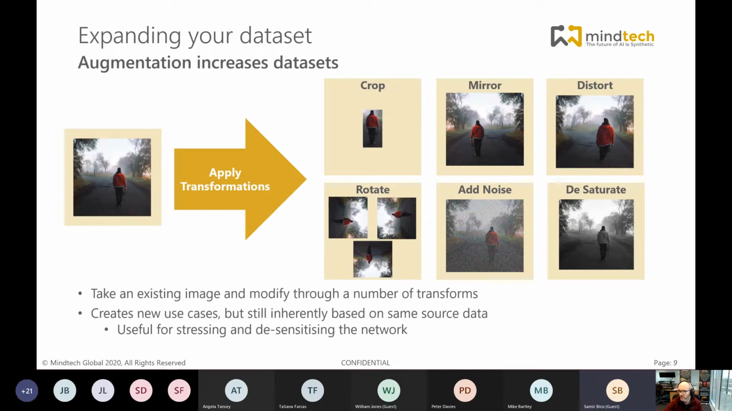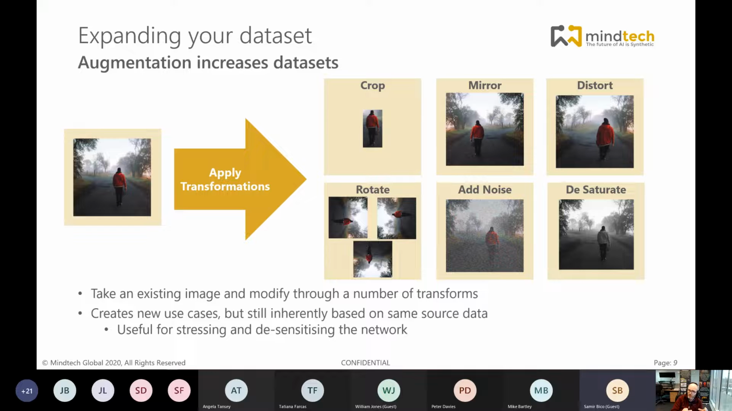And so the way that we do that is we take the image that we've captured and apply a number of transformations to that. So cropping, mirroring, distorting, saturation, and so on. Now, this does give us a much larger data set, much more chance that we will have something which is matching what we're trying to achieve in the real world.